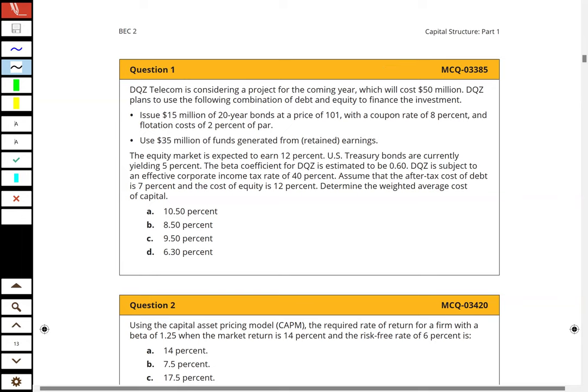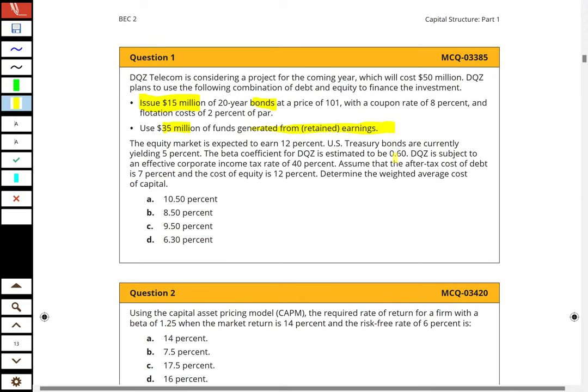Because what they come in and say is, DQZ Telecom is considering a project for the coming year, which will cost $50 million. DQZ plans to use the following combination of debt and equity to finance the investment. So they're coming up with that 50. 15 million is going to be debt, bonds. 35 million is going to be basically stock, generated from retained earnings. So it's going to be through payments out of the retained earnings, which translates into our discussion of the cost of stock, et cetera.